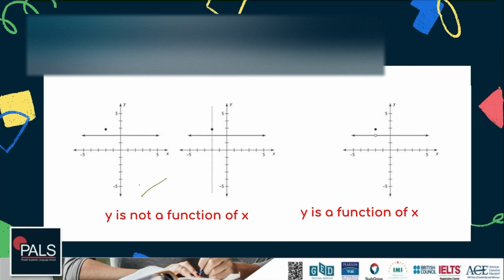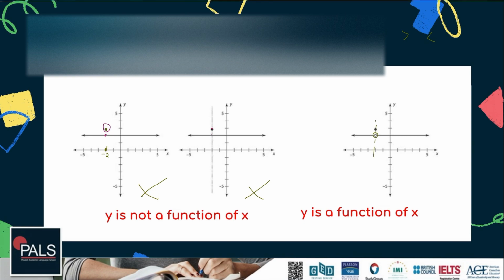But this one, this is not a function, right? Look at it. Why? Because when x is -2, you get this point and this point. You get this value and this value. This one is the same, right? But in this one, y is a function. Why? It looks similar, right? But as I told you in the video about inequalities, the white circle is used for more than or less than, not equal to. What does it mean? It means it does not include that number.